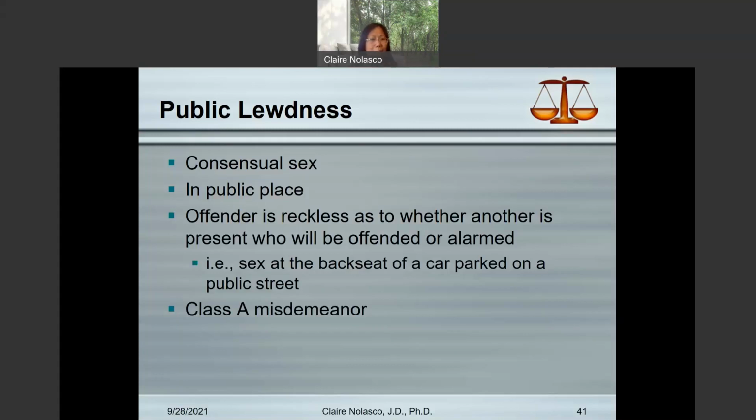The final crime is public lewdness. So here, this refers to consensual sex in a public place where the offender is reckless as to whether another is present who will be offended or alarmed. An example of this would be sex at the backseat of a car parked on a public street. This is a Class A misdemeanor.